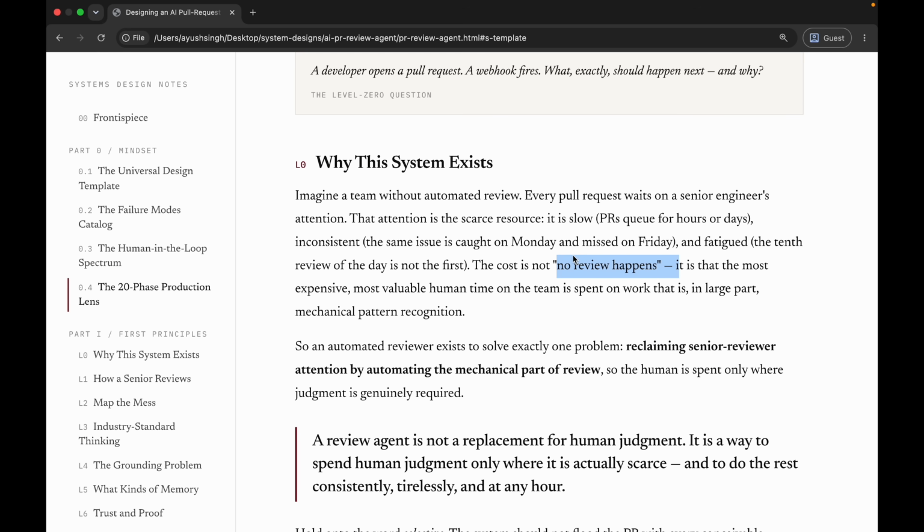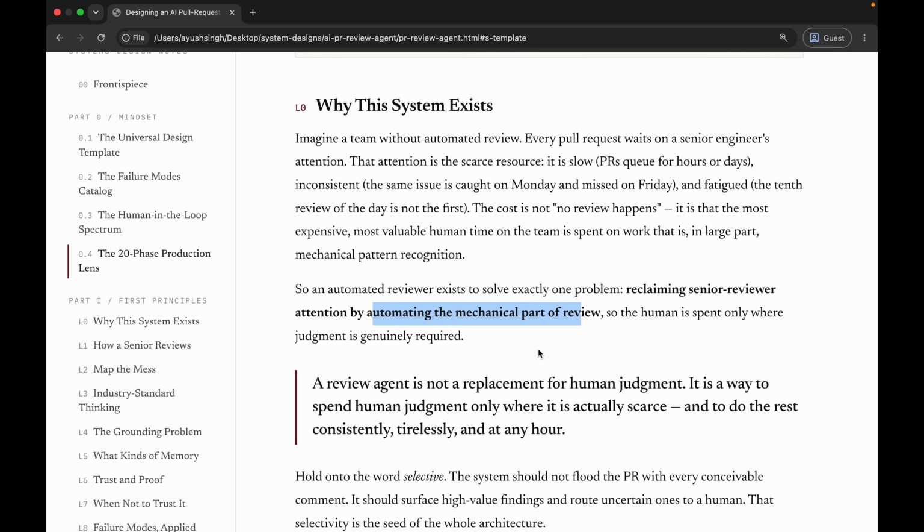So technically the problem is not to design an agent which does reviews and PRs. The problem is how I can design an agent that reclaims my senior reviewer's attention by automating the mechanical part of the review, and the human spends time only on the judgment where it is genuinely required. That way, inconsistency and fatigue will not happen, because the person just has to review a couple of things, and then keeps on giving feedback to the agent so it improves further.